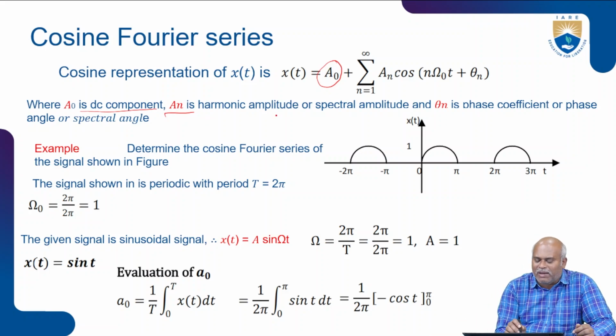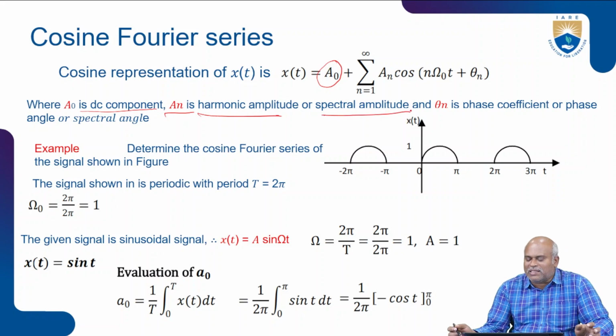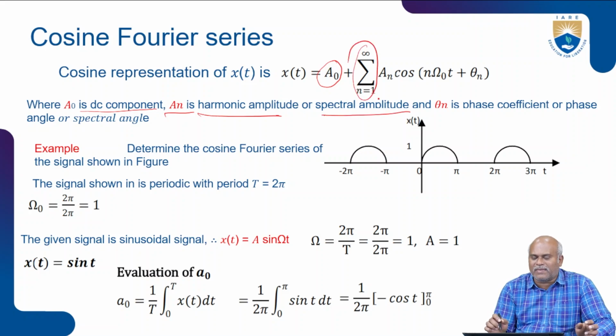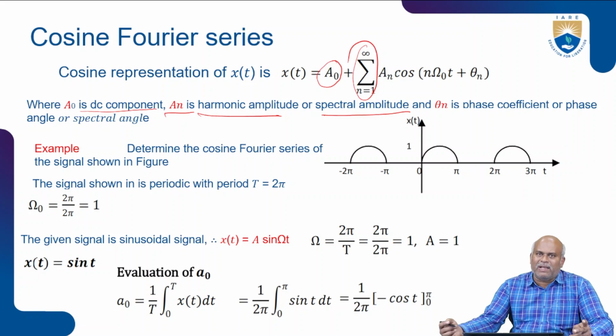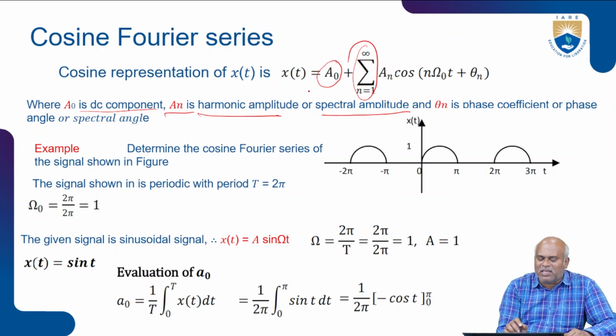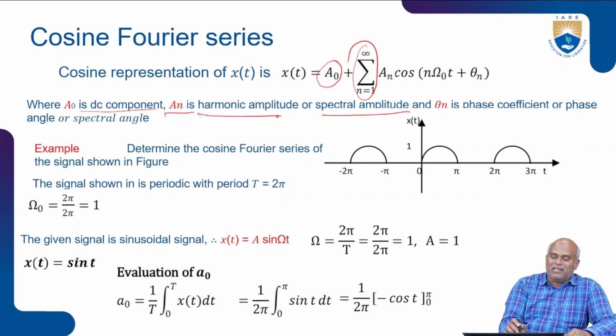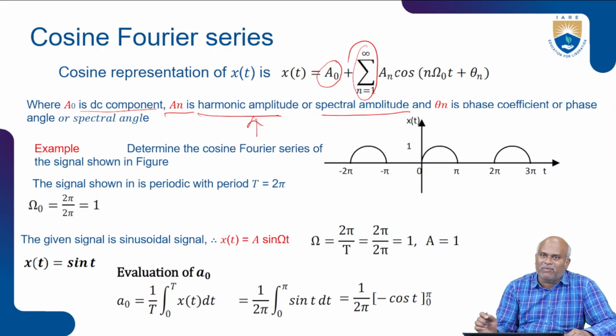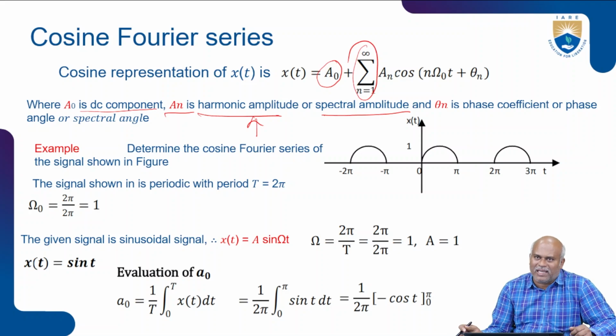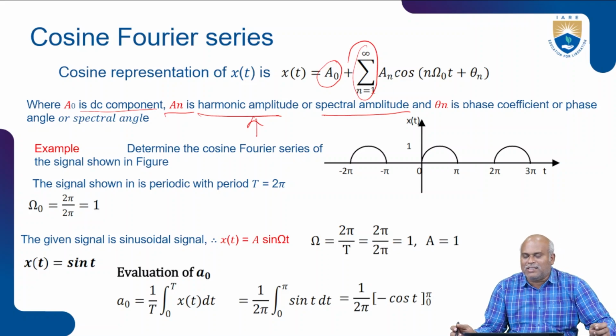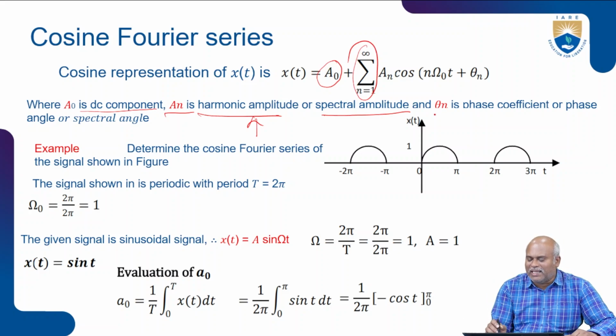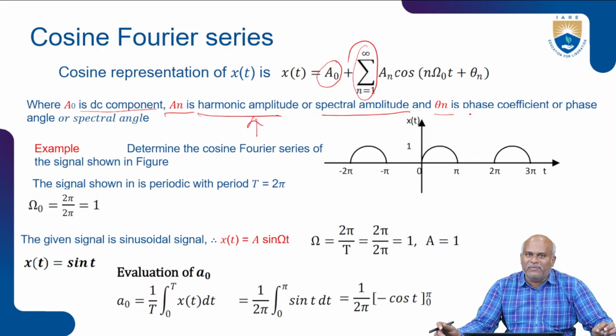So this harmonic of amplitude, or spectral amplitude, is present up to infinity level. So many harmonics are present. So when we go for frequency modulation, we should do the cosine Fourier series modulation type. This cosine type modulation produces the harmonic value of amplitude or harmonic value of frequency. That's why we call A of n the harmonic amplitude or spectral amplitude. Then theta n is the phase coefficient, or phase angle, or spectral angle.